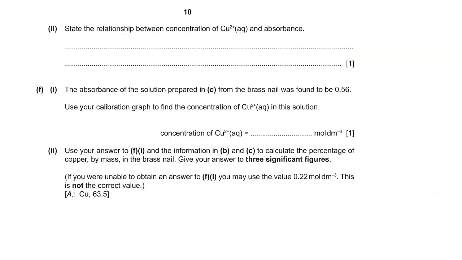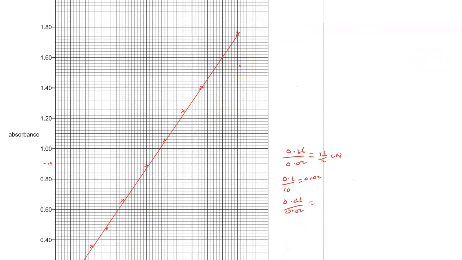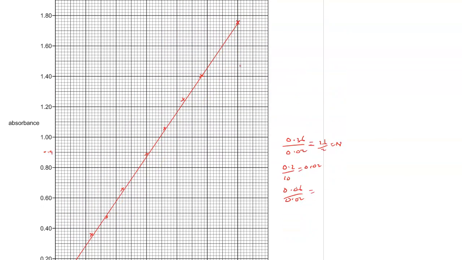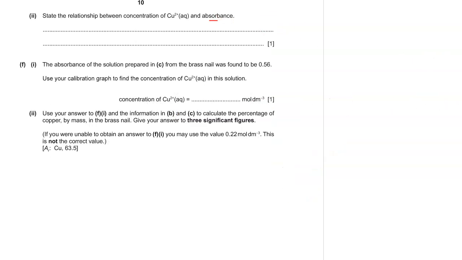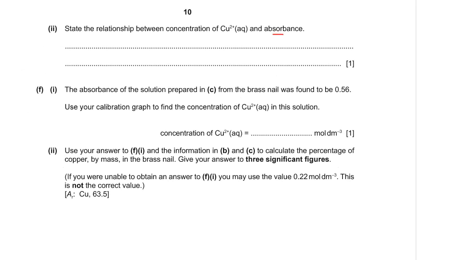Part 2, state the relationship between concentration of copper ions and absorbance. You can see the graph is a straight line through the origin. That indicates direct proportionality. So the relationship of copper concentration and absorbance is directly proportional. An increase of one results in an increase of the other. Directly proportional.